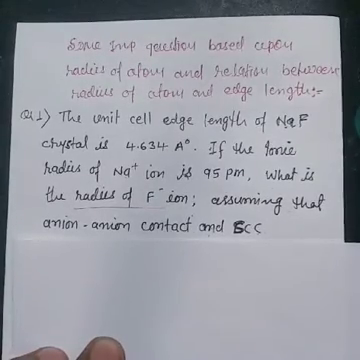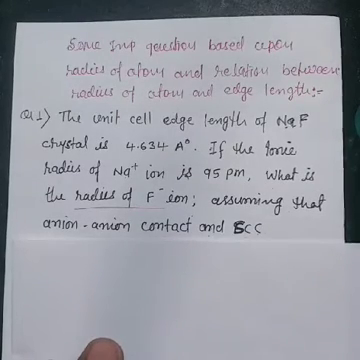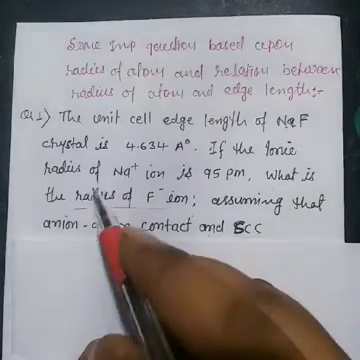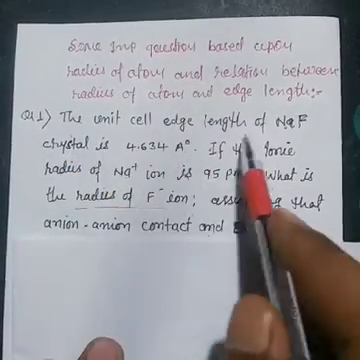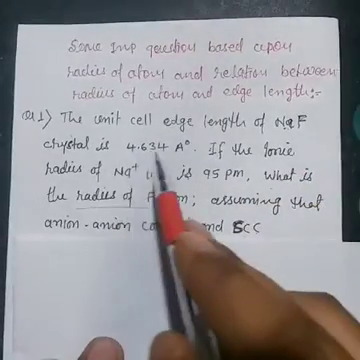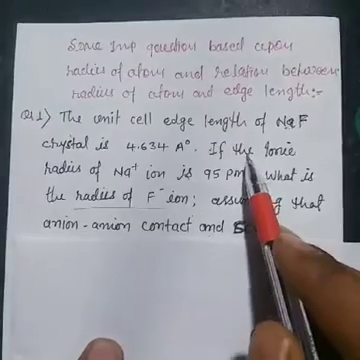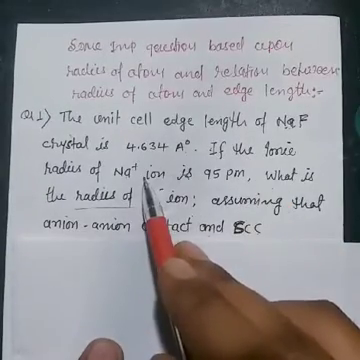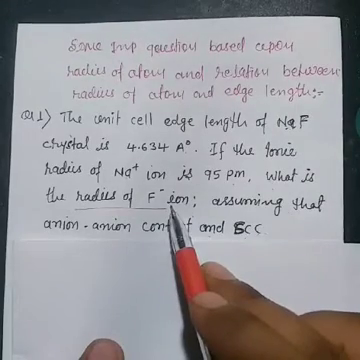In these sessions I am going to discuss some important questions based upon the radius of an atom and the relations between the radius of an atom and the edge length. So here it is very important. Now first of all we will discuss question number one. The unit cell edge length of sodium fluoride crystal is 4.634 angstrom. If the ionic radius of sodium ion is 95 pm, what is the radius of fluorine ion?